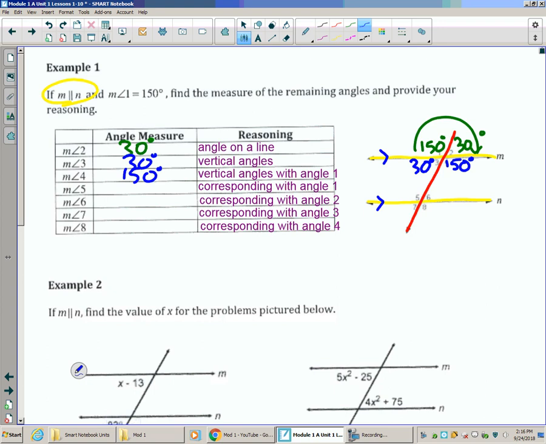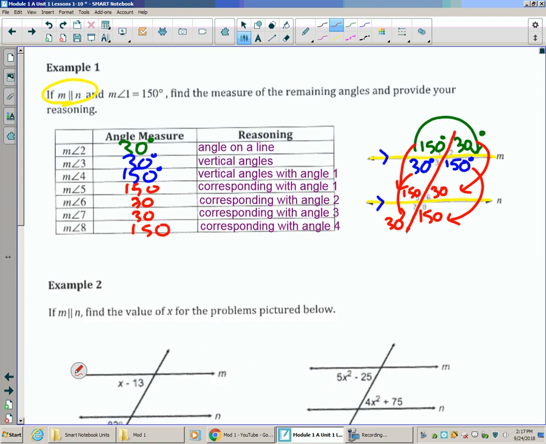Once we have those top 4, the bottom 4 angles are all exactly the same if we use the corresponding angles property. Every angle in the same position, top left, is going to match the same angle down here in the top left. Same for top right is 30, so is angle 6. Bottom left is 30, bottom right is 150. And we see the reasons here, they're all corresponding angles. So it's another 150, 30, 30, and 150.